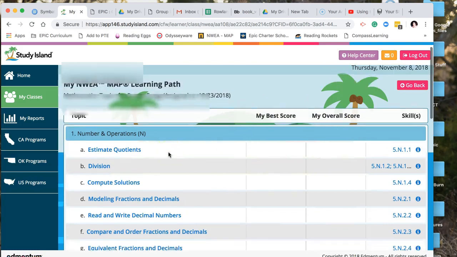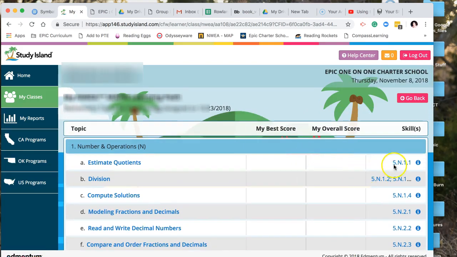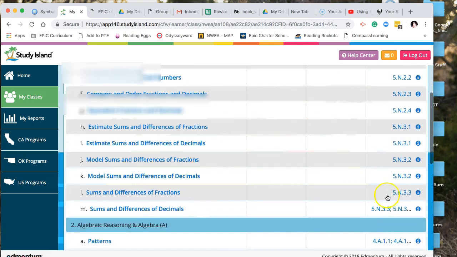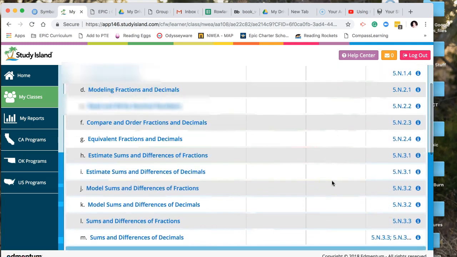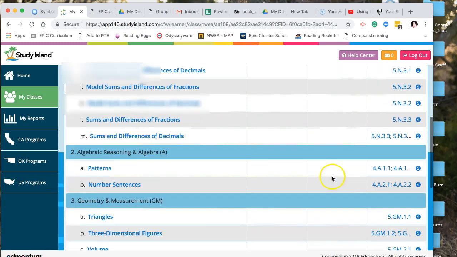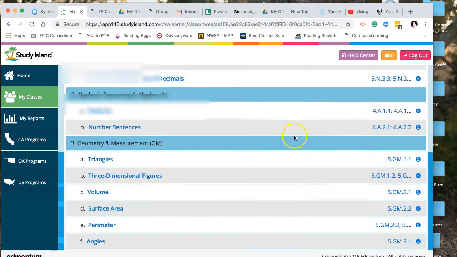Inside mathematics, this student is in the 6th grade, and if you look right over here, you're going to see a 5. This is where you're going to see the grade level. For all of the skills under numbers and operations, this student scored at a 5th grade level. This student is in 6th grade, so that indicates that he or she is about a grade level behind in numbers and operations based off their MAP test in the fall.